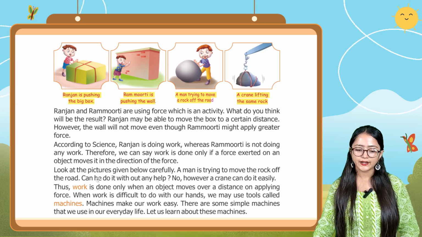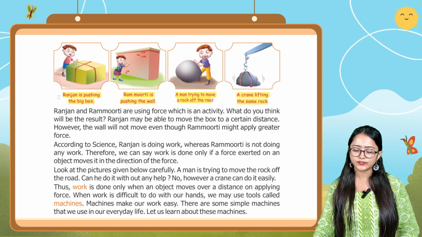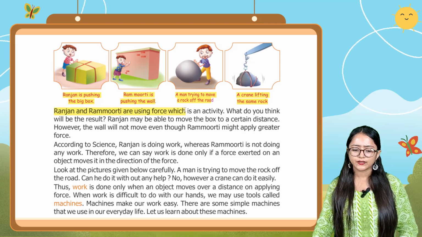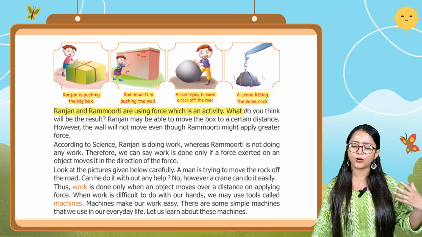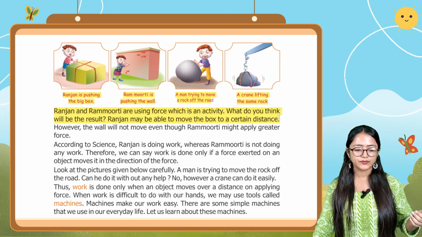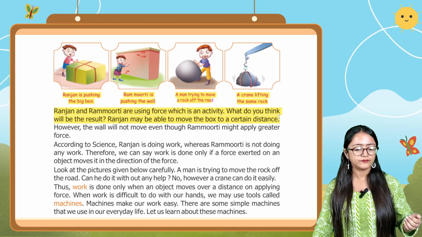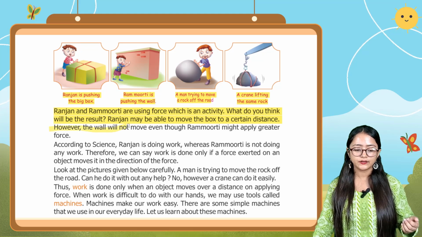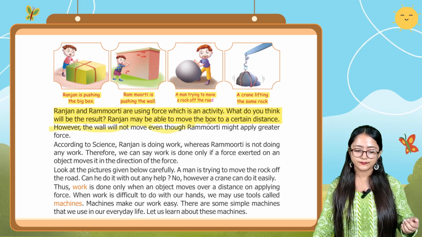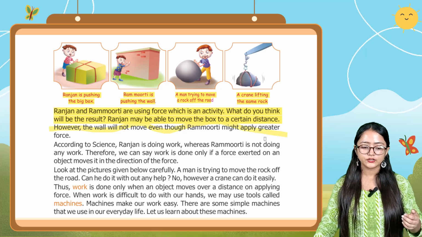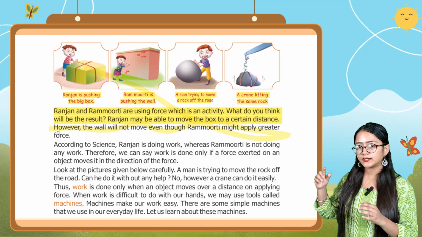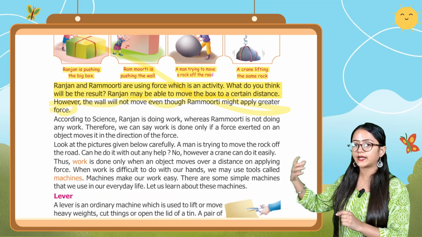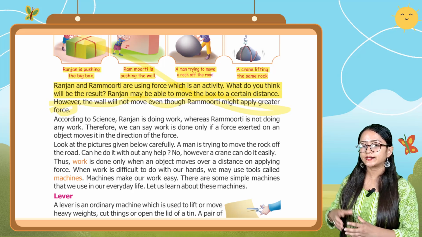Now Ranjan and Ramurthy are using force, which is an activity. What do you think will be the result? Ranjan may be able to move the box to a certain distance. However, the wall will not move even though Ramurthy might apply greater force. Basically, it is saying that Ranjan is applying force on the box and the box moves in a particular direction and distance, then we can say that the work is done.